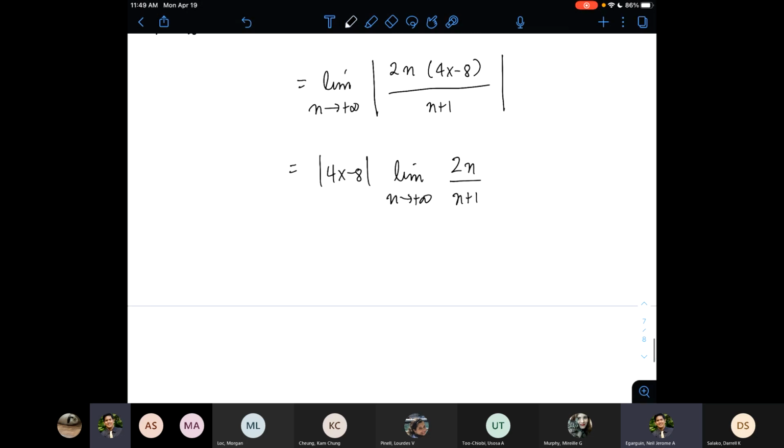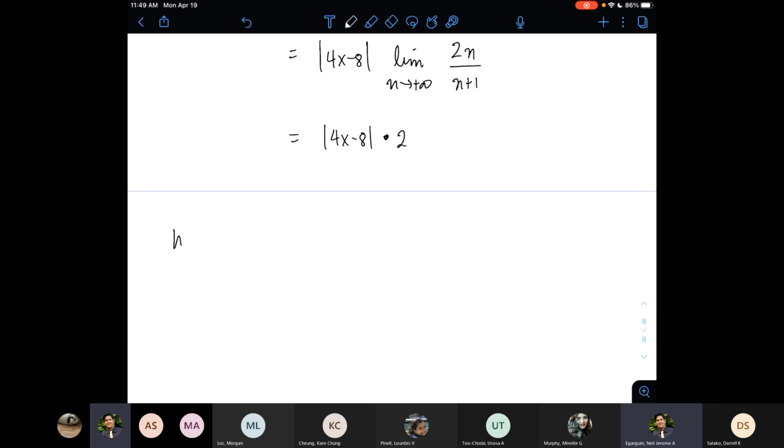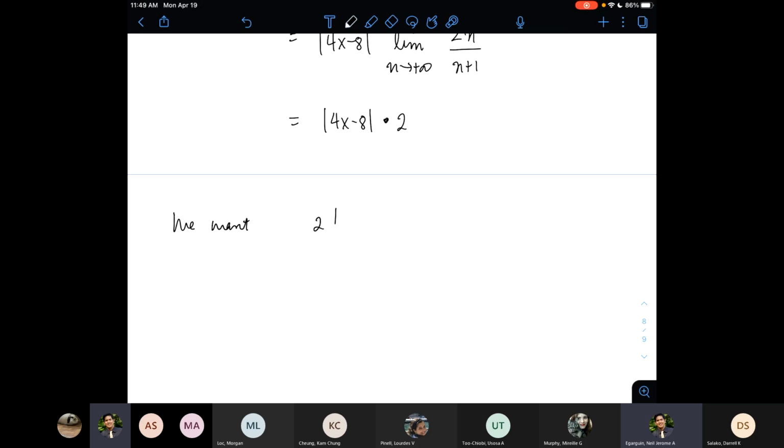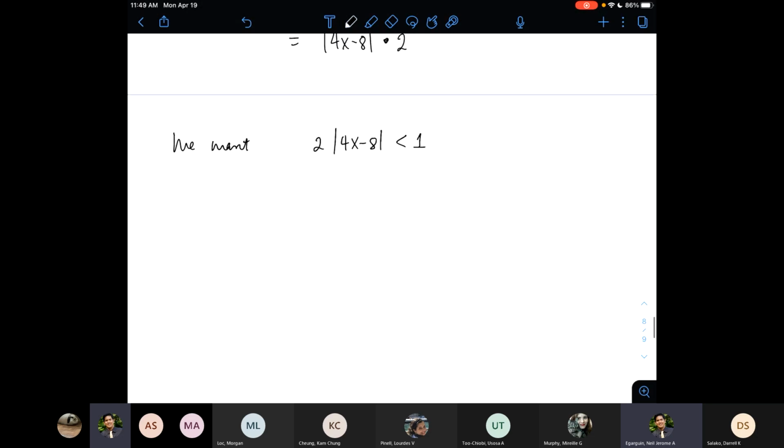Equal powers, so I'll just divide the coefficients. So this would be 4x minus 8 times 2, right? Because this limit will just be equal to 2. And again, we want the limit to be less than 1. So we'll have 2 times the absolute value of 4x minus 8 less than 1. And then I can divide both sides by 2.